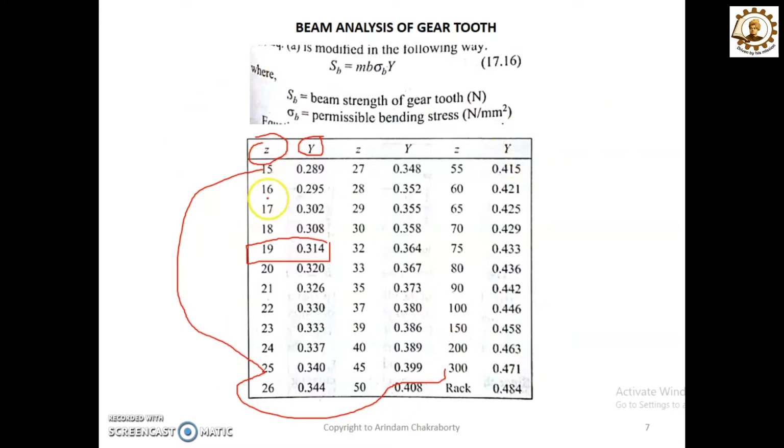This table tells you in this manner. For example, you need the Lewis factor for 30 teeth. So for 30 teeth, the Lewis factor will be 0.358.